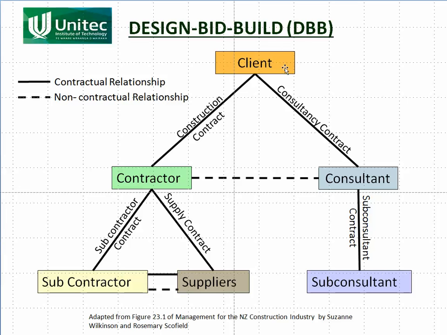So we've got the client. He commissions a consultant, they get into a consultancy contract, they develop the design, they go out to tender, they hire a contractor, the contractor builds the project works. So that's design, bid, build. And likewise, the contractor may hire a subcontractor to provide additional resources or extra specialized resources as well, and suppliers to supply the material. Likewise, the consultant will hire a sub-consultant if he needs some specialist work done.